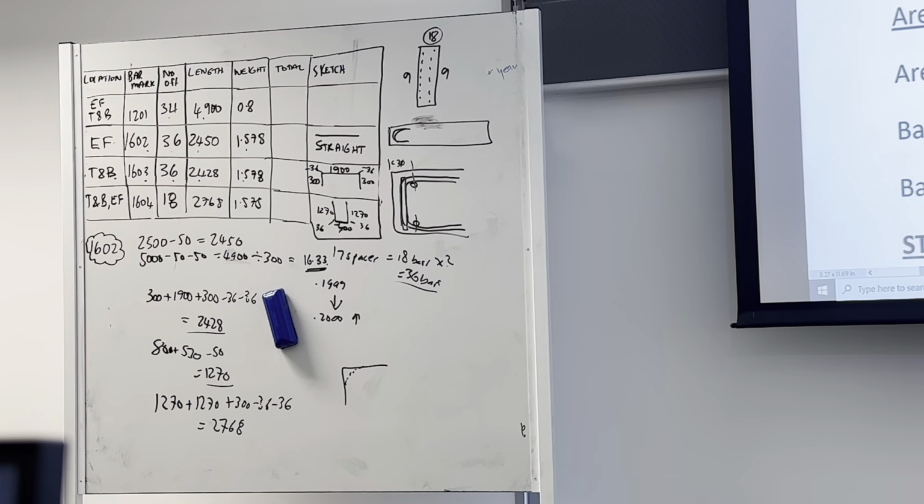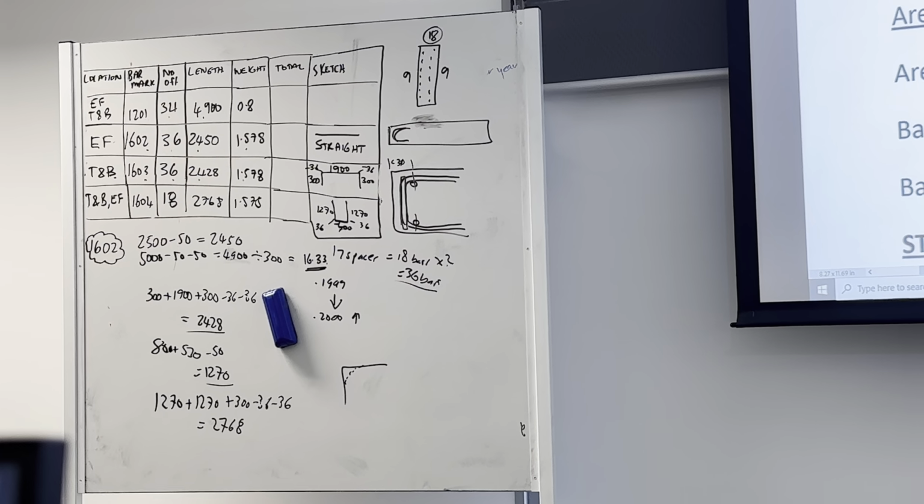Does anybody know what we would have done if we had a 12 bar overlapping with a 16 bar? Would you add them together and then divide? No, which lap do we take? Do we take the bigger one or the smaller lap? We've got a 12 bar and a 16 bar. Take the bigger one.